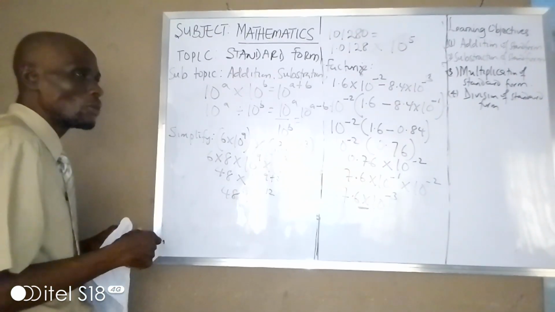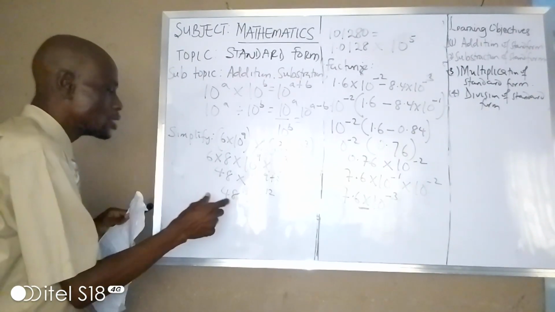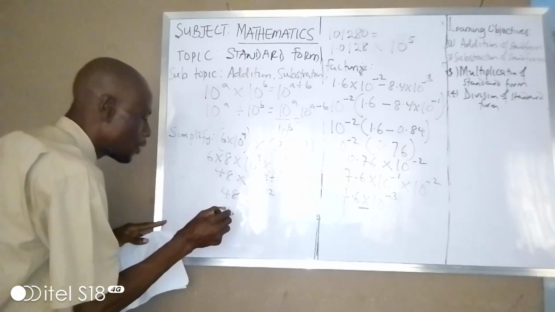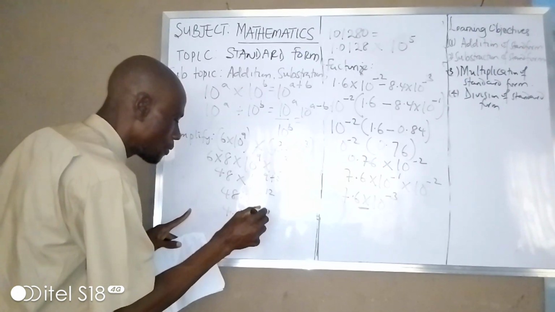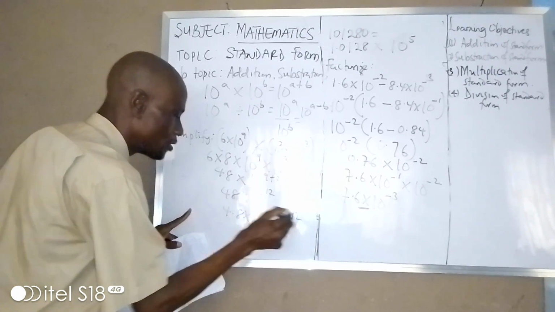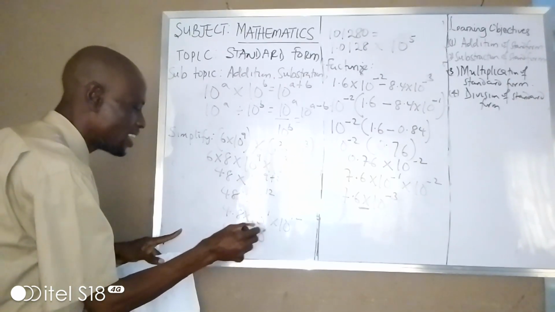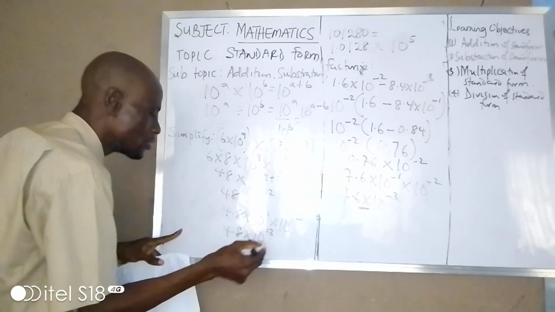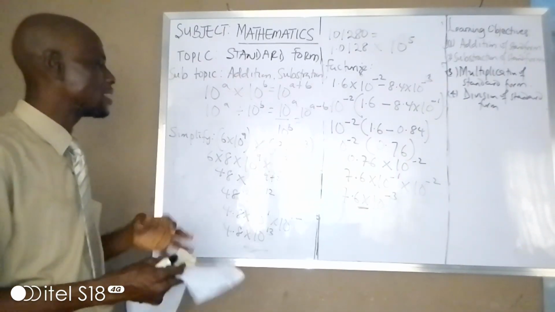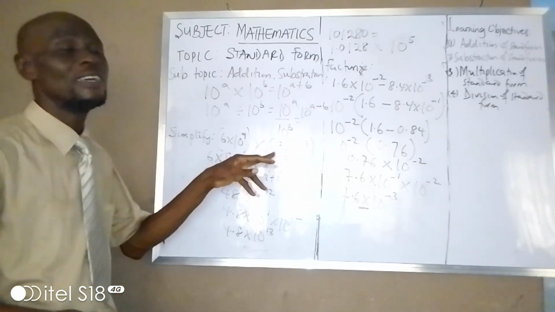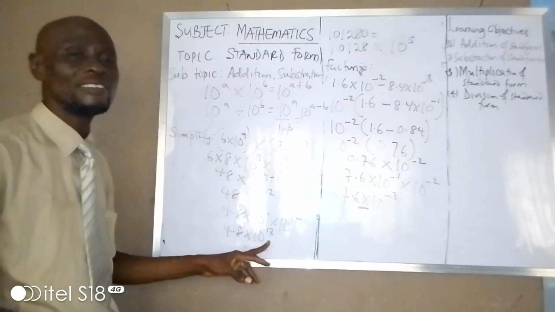Because your A has to be between 1 and 10. But our A here is 48. So let's take this to be 4.8 times 10 to the power 1, times 10 to the power 12. So we now say 4.8 multiplied by 10 to the power 13, since 1 plus 12 gives us 13, which is our final answer. So we have succeeded in multiplying 6 times 10 to the power 9 by 8 times 10 to the power 3, which gave us 4.8 times 10 to the power 13.